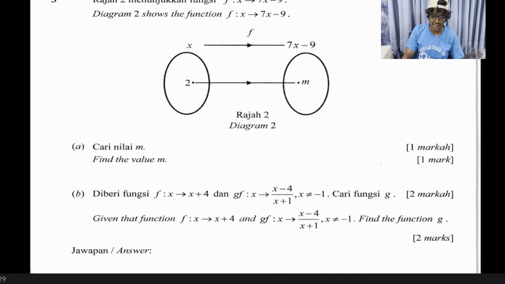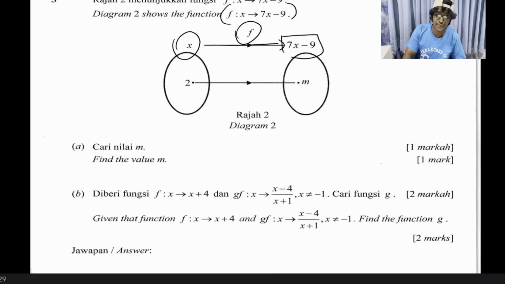So as we can see here, there's an f here, right? And there's an x here, and it's leading to this 7x minus 9. As we know, f(x) is equals to 7x minus 9, meaning the graph or this diagram is basically going like this.